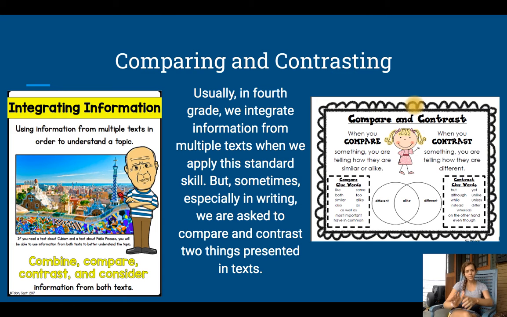So we often use this little thing down here. Anybody remember what that's called? Some kind of diagram. It's called a Venn diagram. And on the outsides, we put how things are different, and on the inside, we put how things are alike.